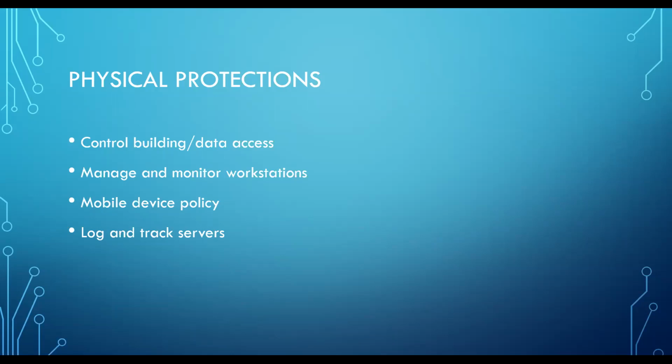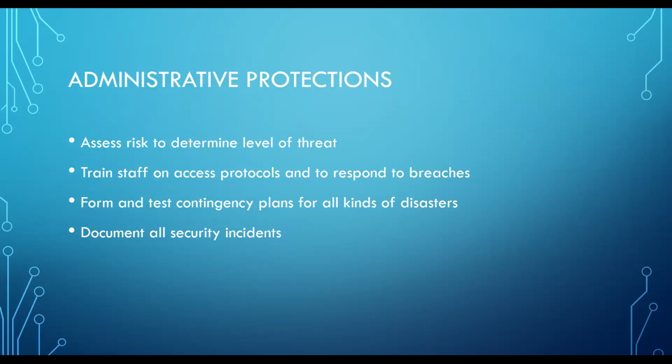Logging and tracking servers. And then also administrative protections, assessing risk to determine the level of threat. So if you have a breach of information, maybe a cyber attack where they steal 500,000 patients' data, that is obviously going to be a different level of threat than if somebody leaves their laptop open at home and their kid gets on the laptop and accidentally sees a file they're not supposed to see. So assessing and determining the level of threat, training staff on access protocols and to respond to breaches, which I touch a little bit more on in just a second with the breach notification rule.